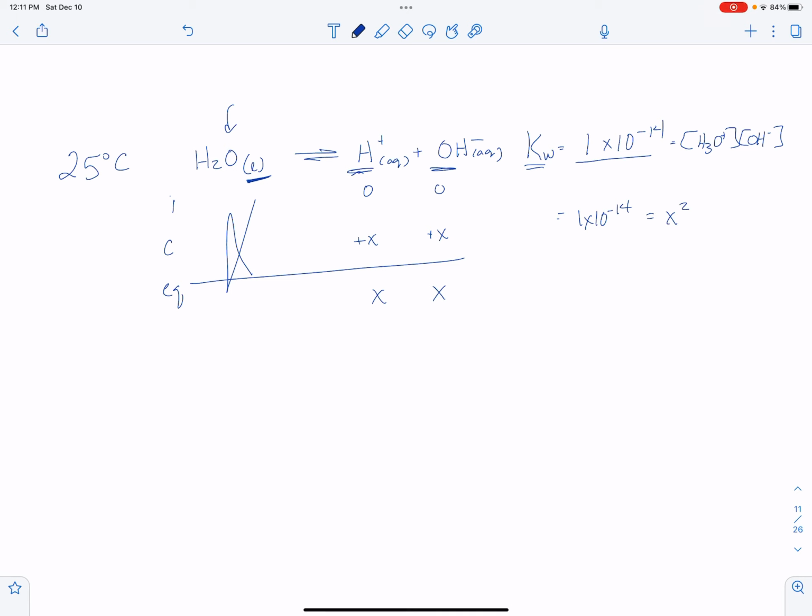Now, you can throw this in the calculator if you don't believe me, but when you take the square root of 1, it becomes 1. And when you take the square root of 10 to the minus 14, it's like saying that times 1/2. You end up with 10 to the negative 7 is equal to X. So any water at 25 degrees Celsius will have this number of H3O pluses floating around and that number of OH minuses floating around. Still, that's a really small number, right? Well, if we have the same exact amount, then what we can say is that it's neutral.